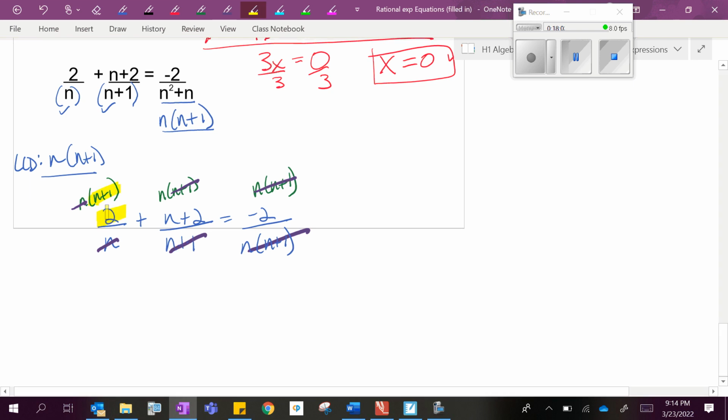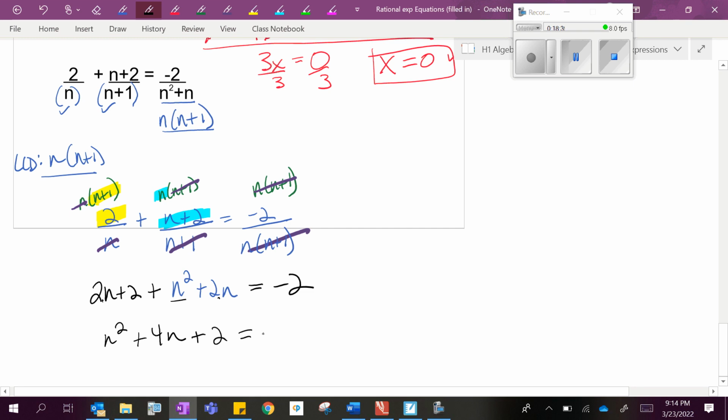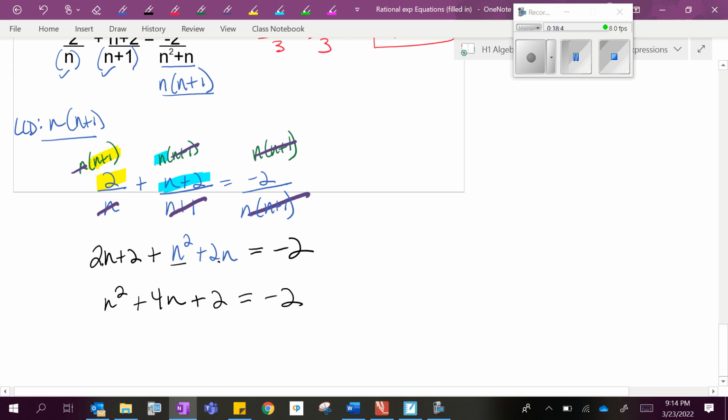So this first term, I need to multiply 2 times n plus 1. So I get 2n plus 2. Second term, I'm going to multiply the n times n plus 2. So I get n squared plus 2n. And all of that is going to equal -2. So now I combine like terms. I'm going to keep that n squared out here. I get 2n plus 2n is 4n plus 2 equals -2.